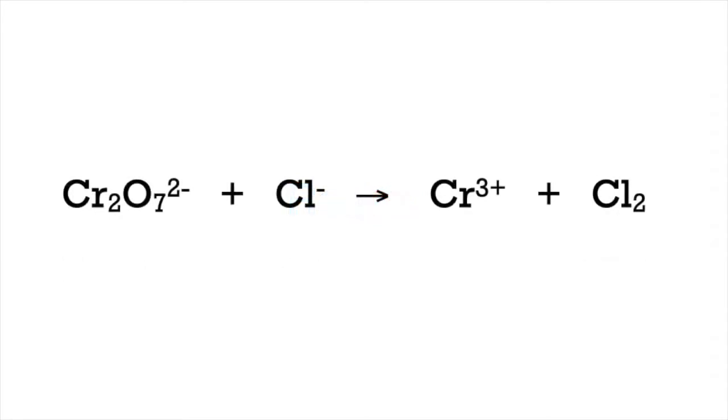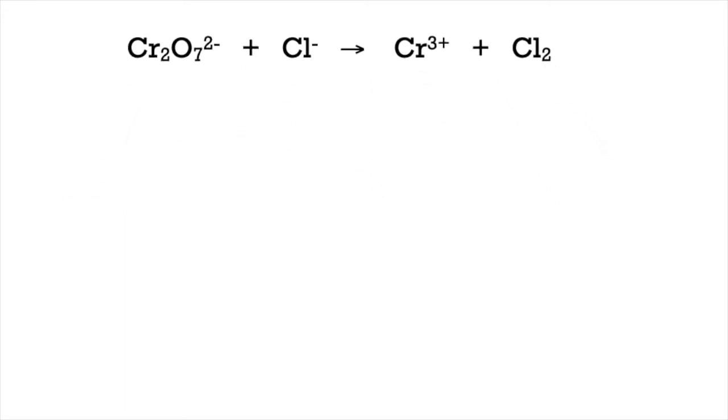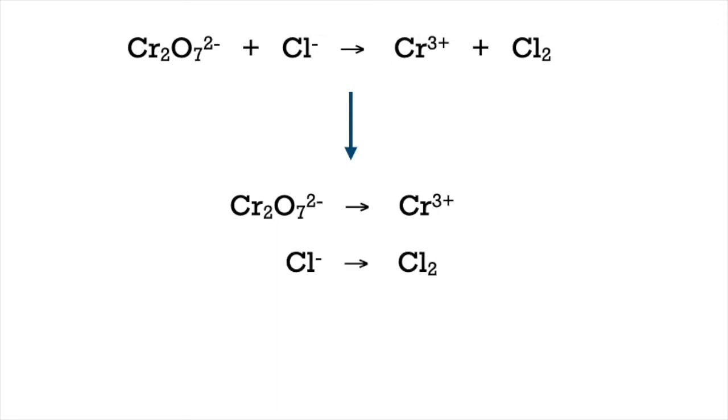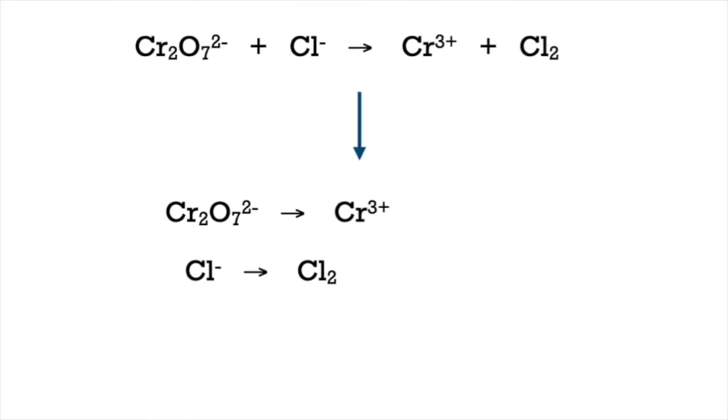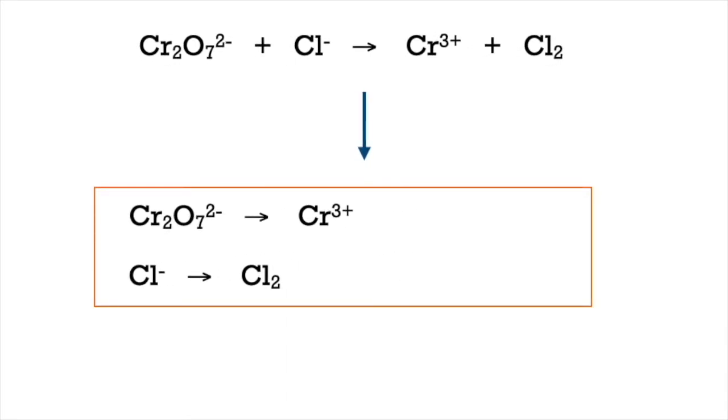This is an example of a full redox equation. From this equation, it can be separated into two half cells. One of the reactions is a reduction process, whereas the other one is the oxidation process.